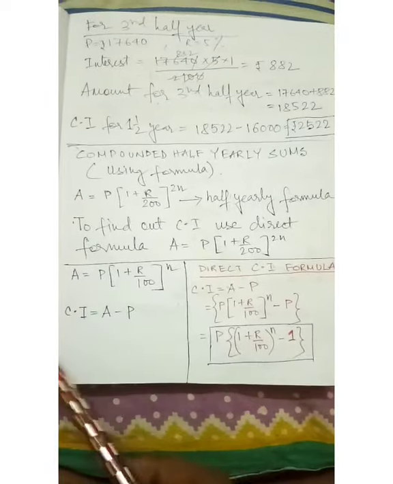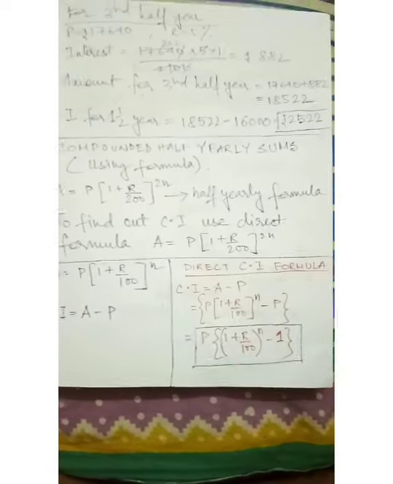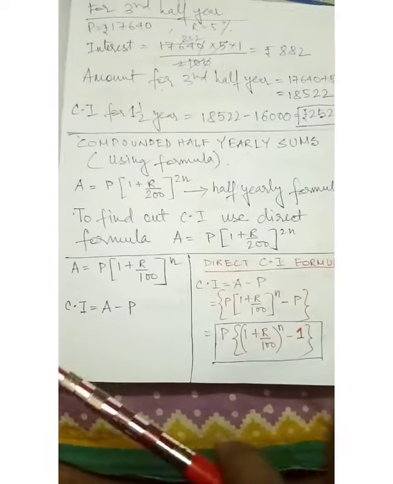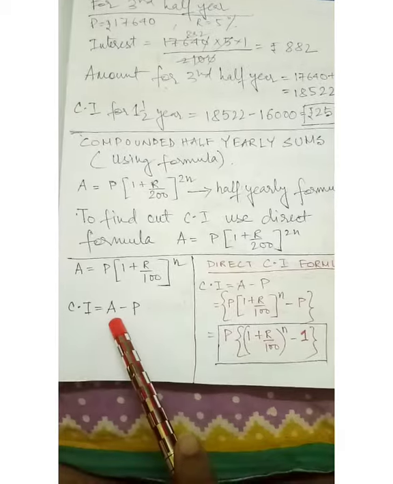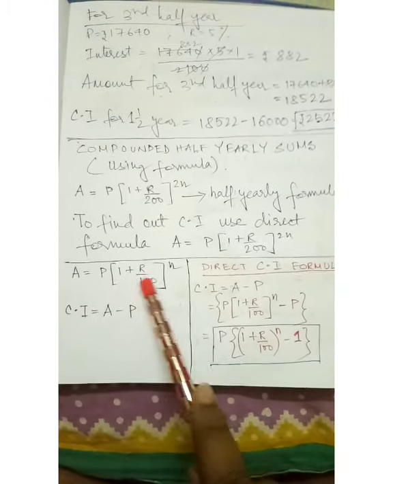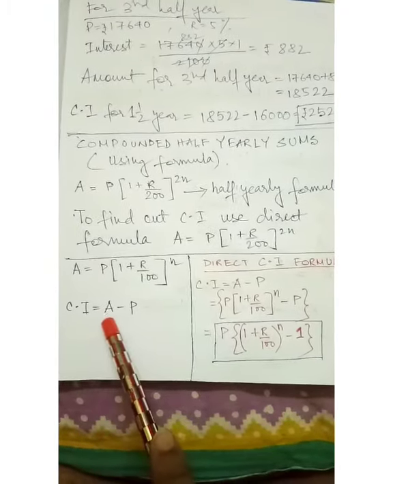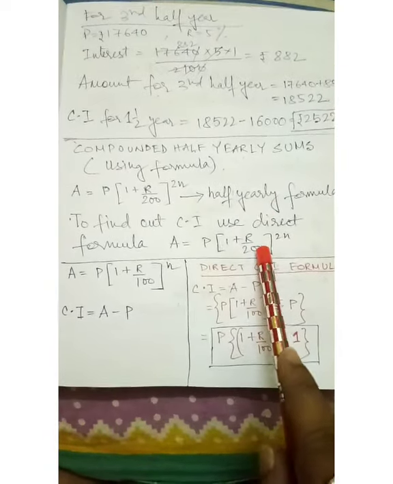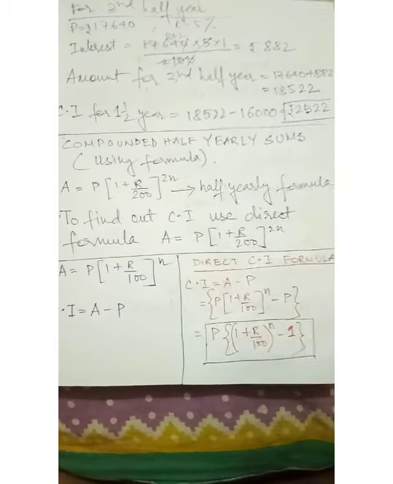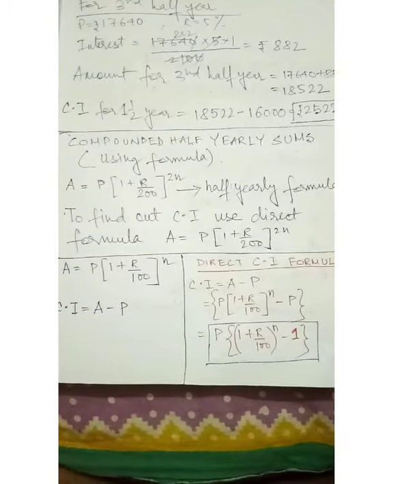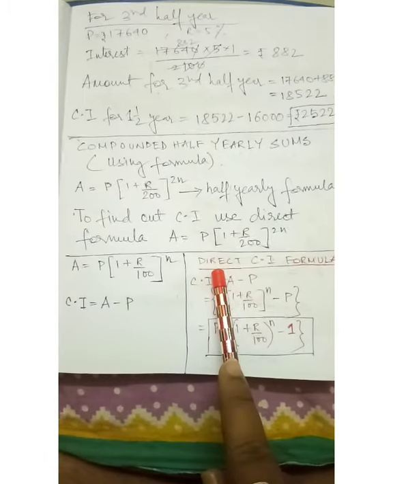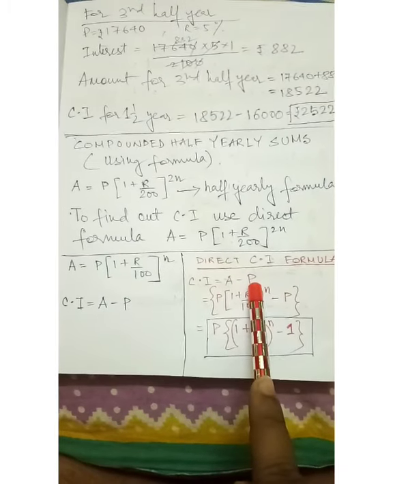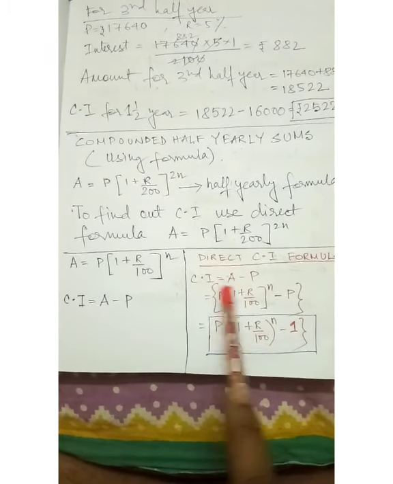Now we have to see how the direct formula came. I'm just repeating one more time that in last module 1, we have done this formula and CI is given by A minus P. Now that time I told you that one more formula is there to find out CI, that is the direct formula. How did the direct formula come? See, CI equals A minus P, that is the formula written.